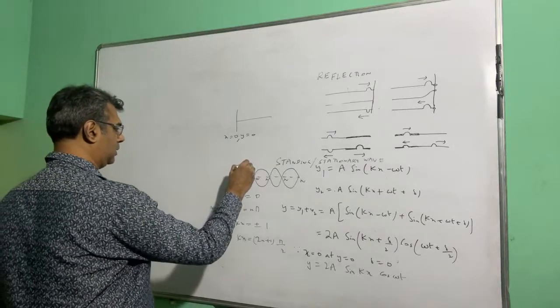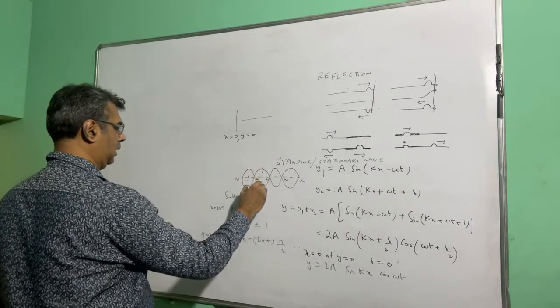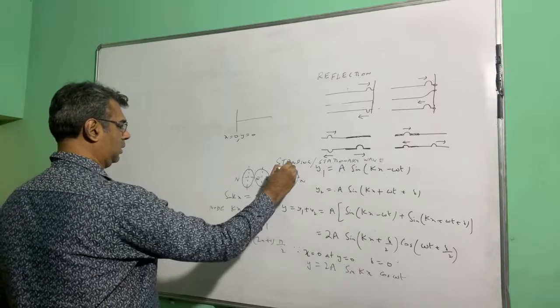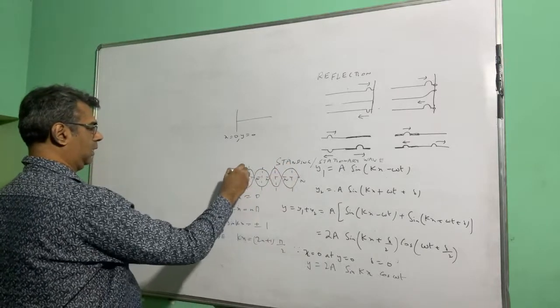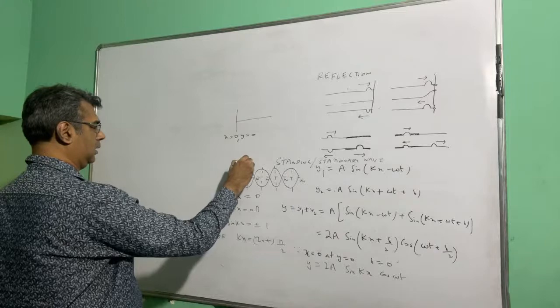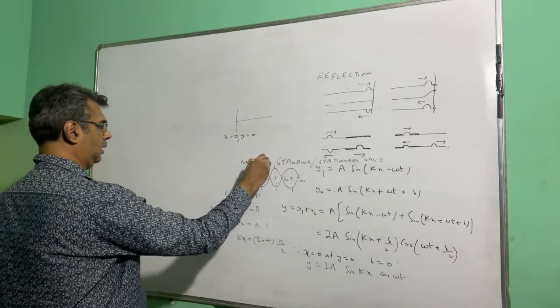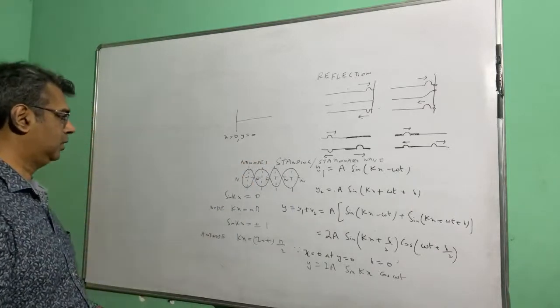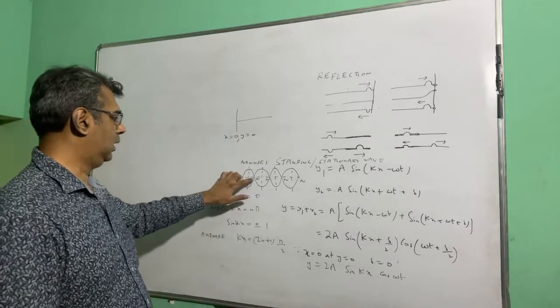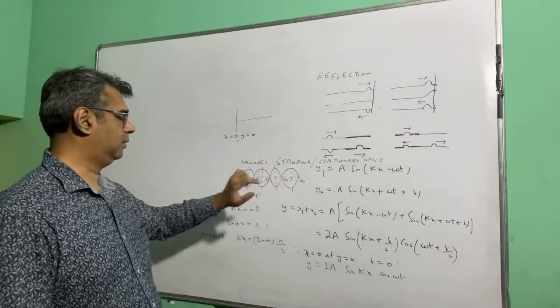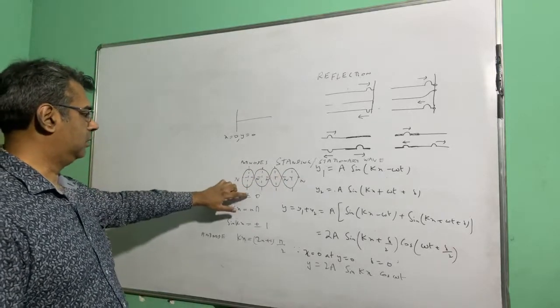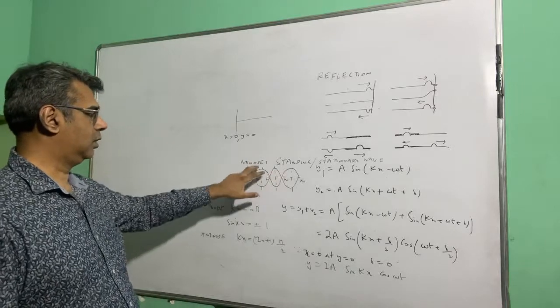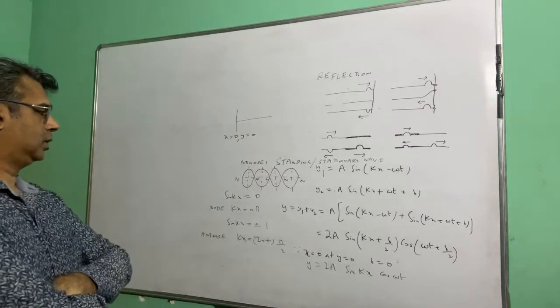And these points, this one, this one, this one, this one, they are the antinodes. So these are the nodes, 1, 2, 3, 4, 5. These are the nodes. And these vertical dash lines which I have drawn, these are the antinodes.